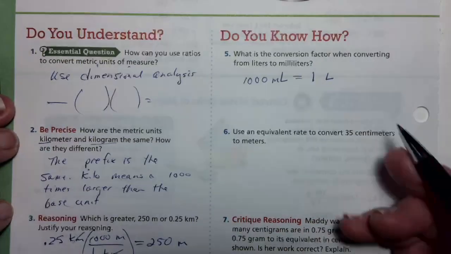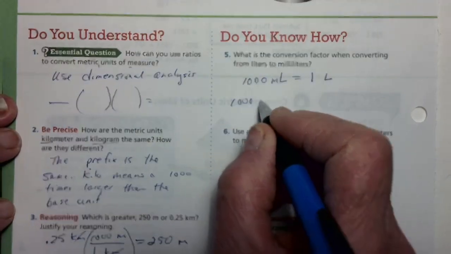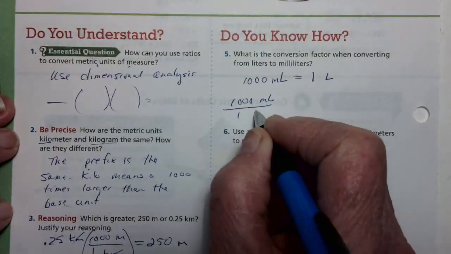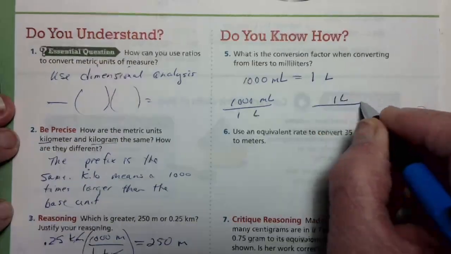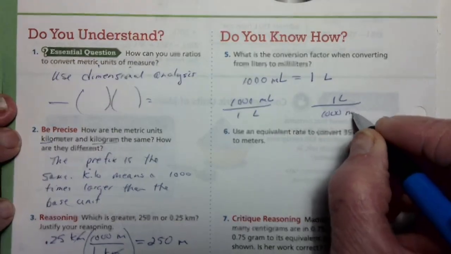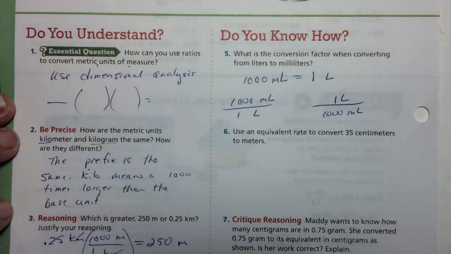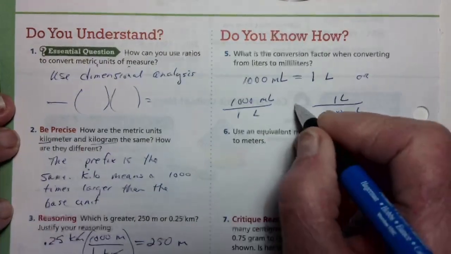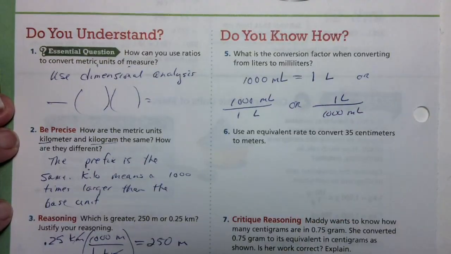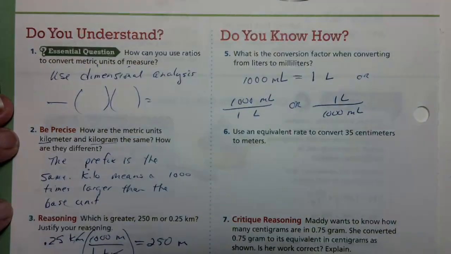You can write it like that. You can write it like this. You can write it like this. But the 1,000 has to be on the milliliters, that or that or that. They all mean the same thing. And you're going to use them as needed.